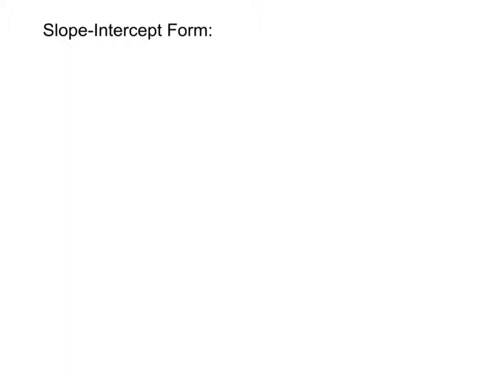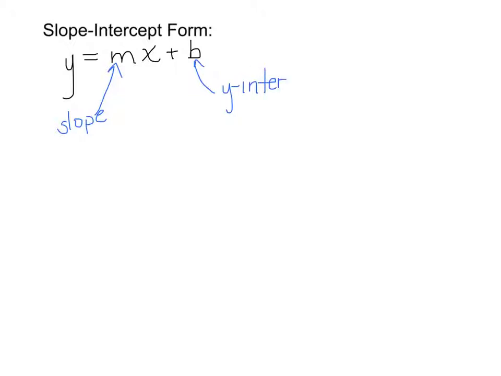Slope-intercept form is y equals mx plus b. And just as its name states, in this form, you can see your slope, which is m. And b, that's your y-intercept. That's the point where your graph crosses the y-axis.